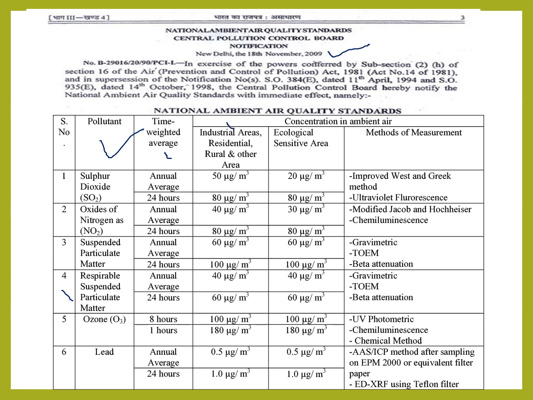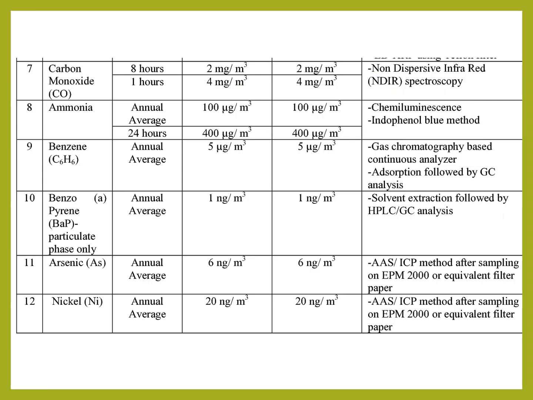First is industrial area, residential area, rural and other areas, and next is ecological and sensitive area. So the limits given here, you can see in the ecological and sensitive area it is less as compared to industrial or residential zone. So for SO2, the limit for annual average is 50 microgram per meter cube, and for ecological and sensitive area it is 20 microgram per meter cube. So similarly, the limits are given for both the categories, and for two measurements for all the major pollutants.